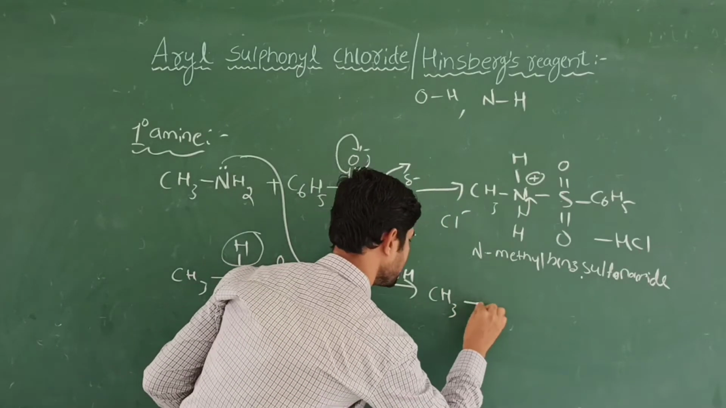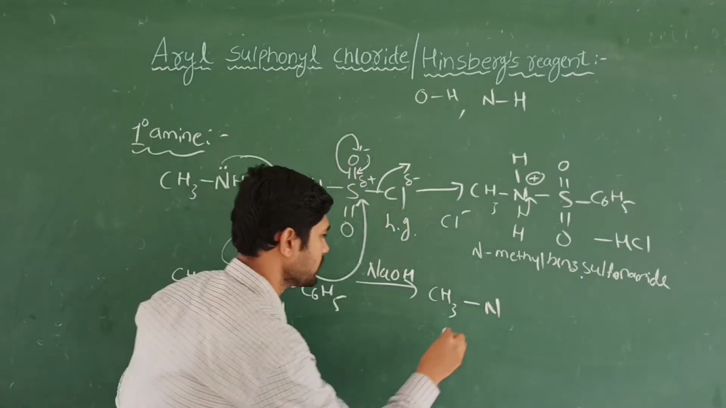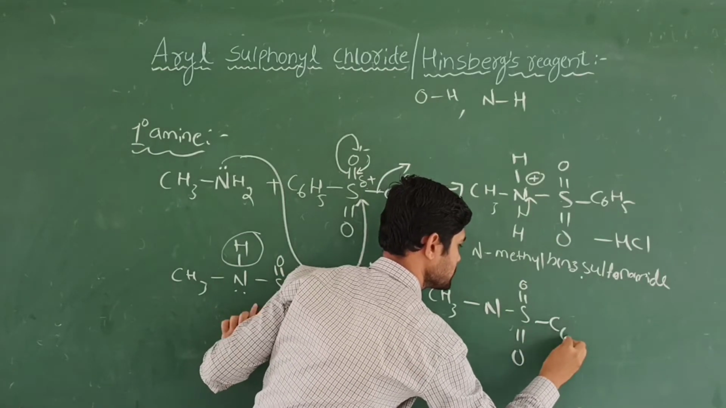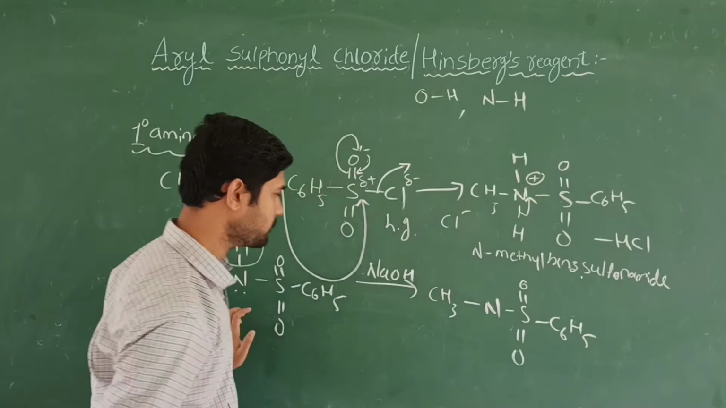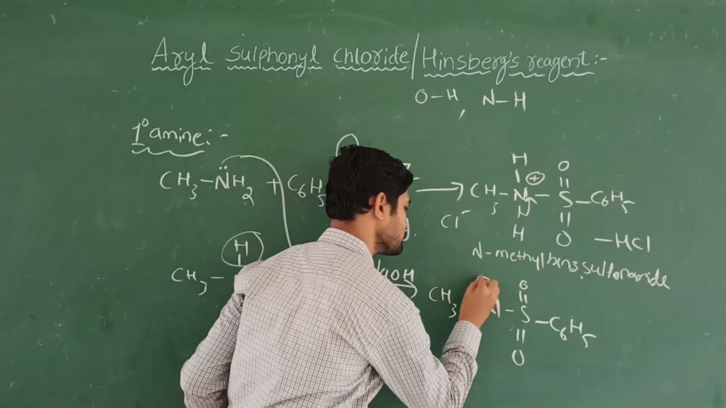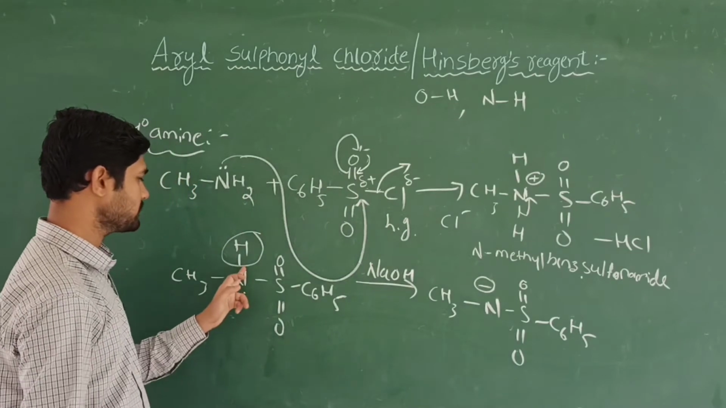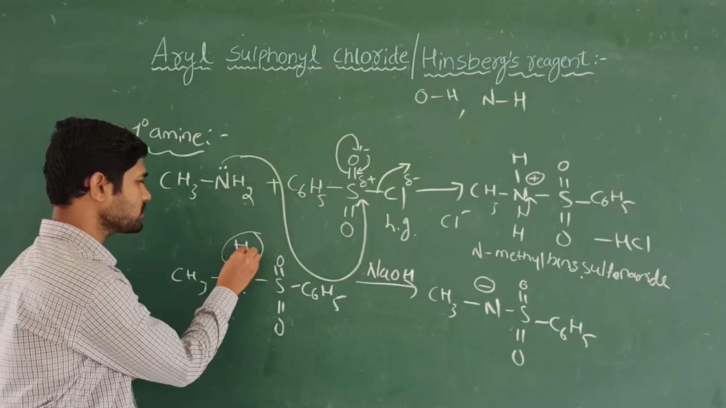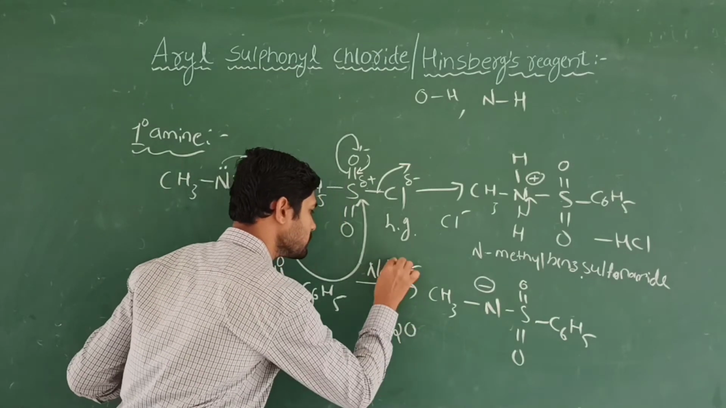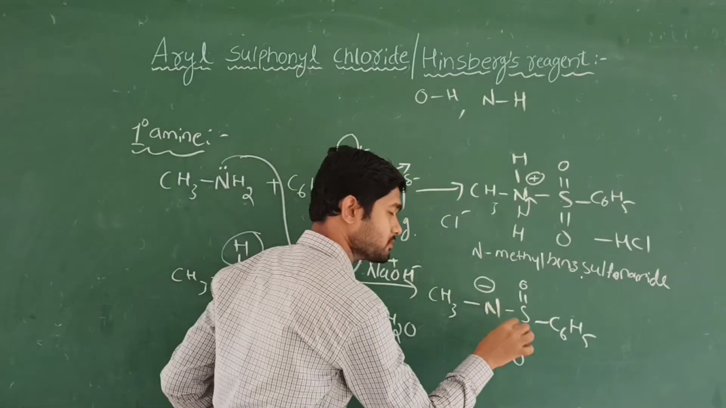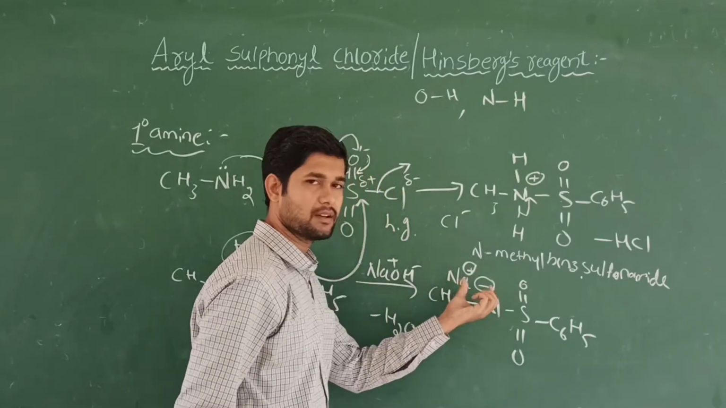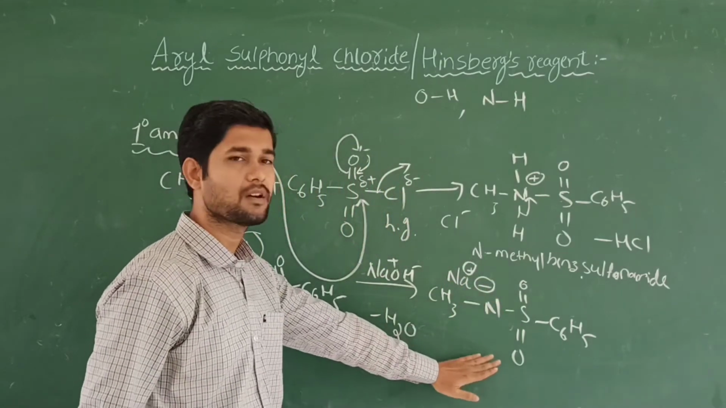Soluble, and the remaining sulfur, C6H5. Because it is soluble, the NaOH abstracts the proton here, so it now becomes N minus. Hydrogen plus hydroxide, water, is going to be eliminated, and what remains is Na plus, and this Na plus comes here towards it. Why? Because of the salt formation. This is called salt formation.